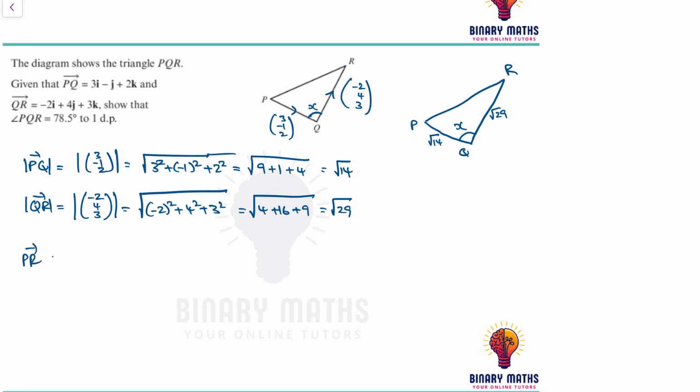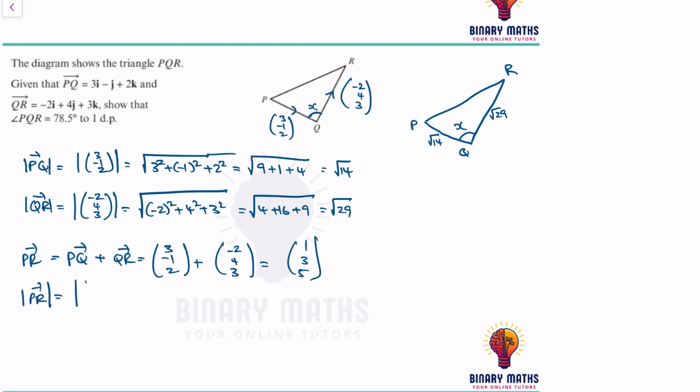So P to R is the same thing as P to Q plus Q to R, which is equal to 3, minus 1, 2 plus minus 2, 4, 3, which gives me 1, 3, 5. So the magnitude of P to R is the magnitude of 1, 3, 5, which is equal to the square root of 1 squared plus 3 squared plus 5 squared, which is the square root of 1 plus 9 plus 25, which is equal to the square root of 35. So what I do know is this is square root of 35.